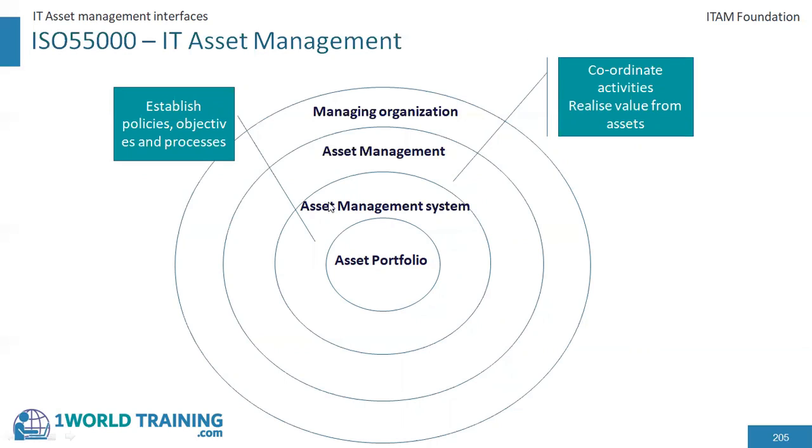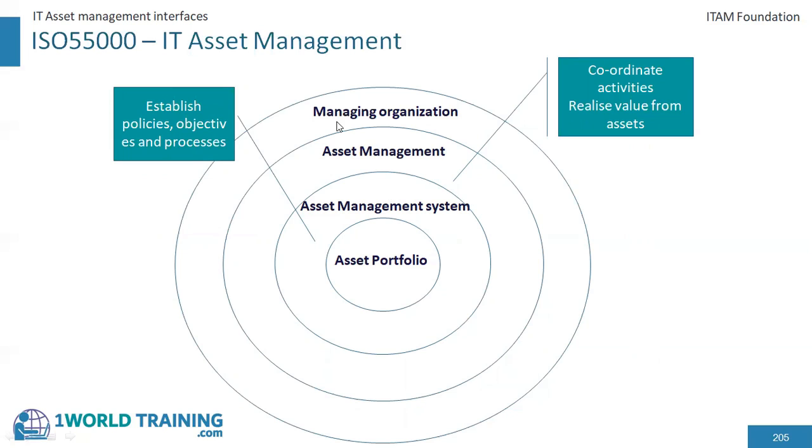And then we have the asset management system, which is a tool. It's a system which is going to manage all our so-called asset portfolios, your hardware assets, software assets, cloud assets, and so on. And then we have asset management. Asset management is a practice, it is a process. It's a process and practice which is going to help us manage our asset management system and asset portfolio.